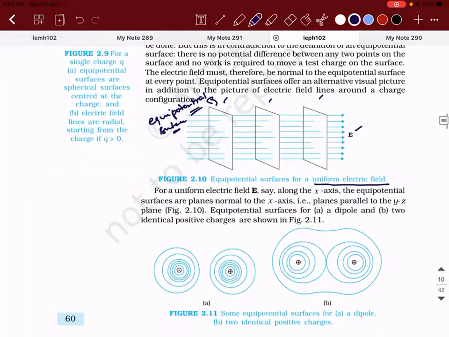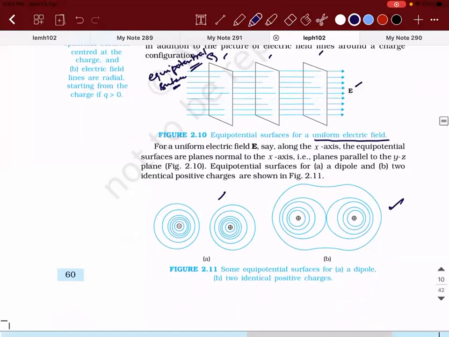Similarly, if you have a dipole, then the equipotential surface is going to look something like this. They will not touch each other; they will not cross each other at all. Similarly, if you try to draw the equipotential surface for a system of positive charges or a system of negative charges, that is, a system of like charges, then this is how the equipotential surfaces are going to be.